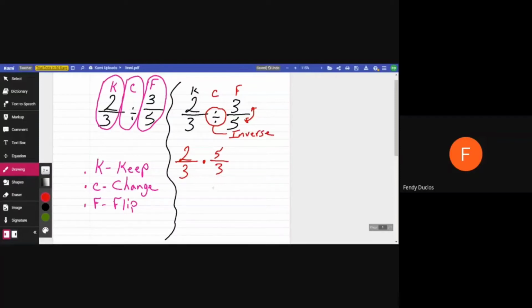Once I do KCF, the final part is to multiply straight across. So I'm going to multiply 2 times 5, which gives me 10. Then I'm going to multiply 3 times 3, which gives me 9. And pretty much that's it.